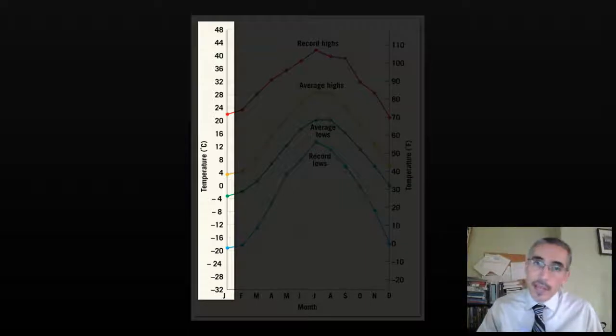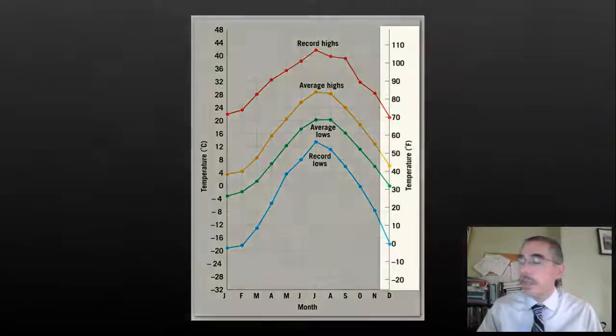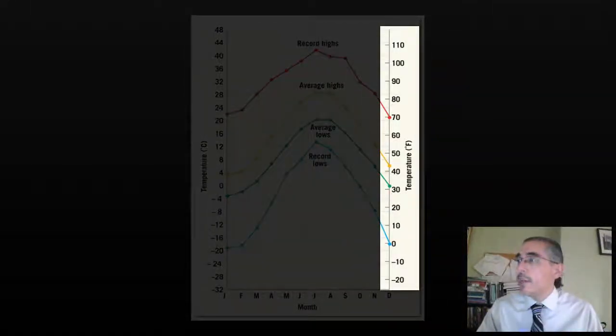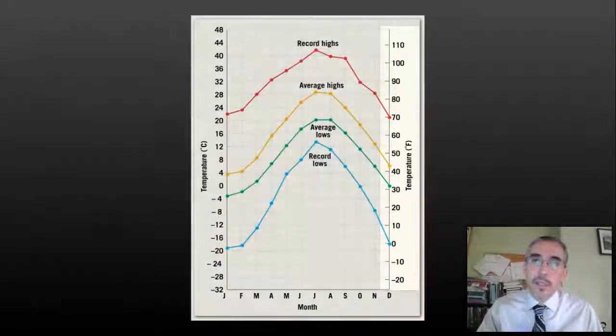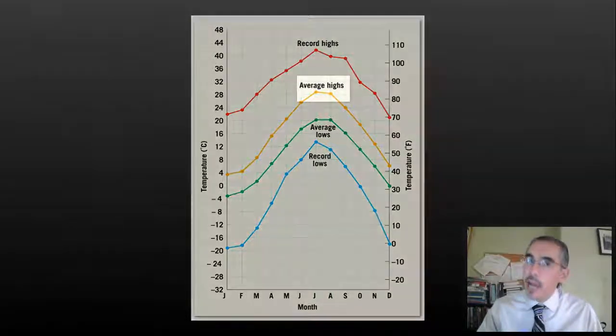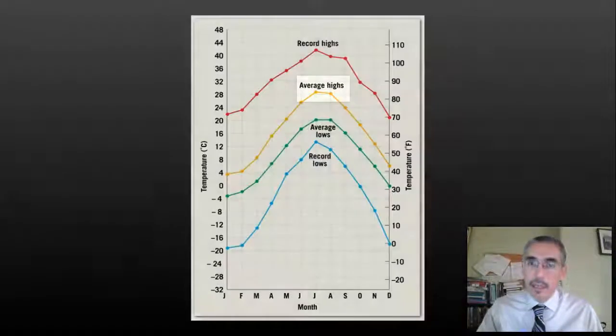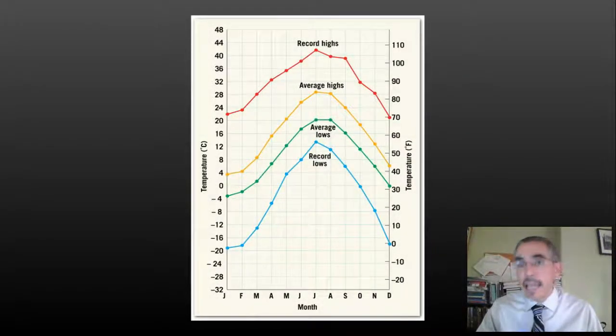So on the left-hand side you've got temperature in Celsius, which is the metric system and is the more common scientific way of recording temperature. And on the right side you have Fahrenheit, which is what we're typically used to in the US to describe temperature. So when we look at the graph, the yellow or orange line indicates the average highs that we expect for each month of the year, meaning the average high on any given day in that month.